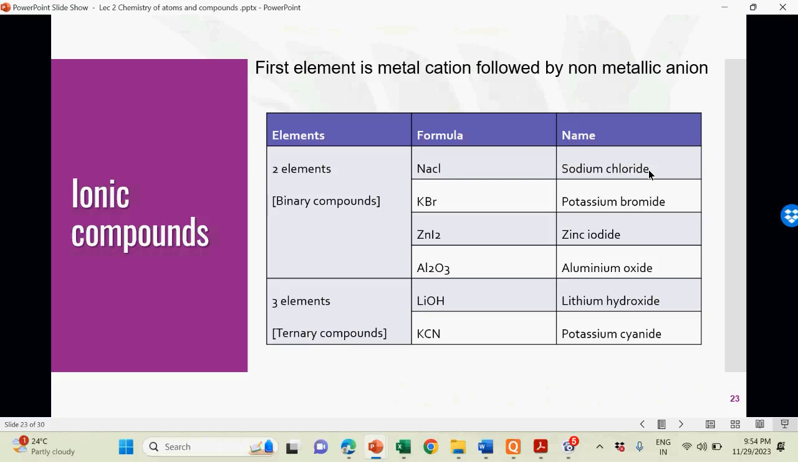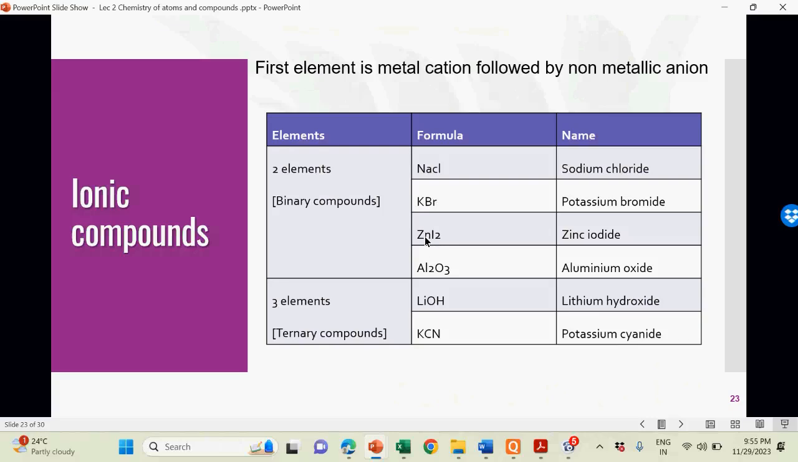So the combination of sodium and chlorine, by losing or accepting electrons, gives us the ionic compound known as sodium chloride. Another example is potassium bromide. It was previously a neutral potassium atom and a neutral bromine atom. The potassium loses an electron and the bromine accepts the electron, so it became a bromide ion, while the potassium keeps its name as potassium. So this is potassium bromide, the way of naming.